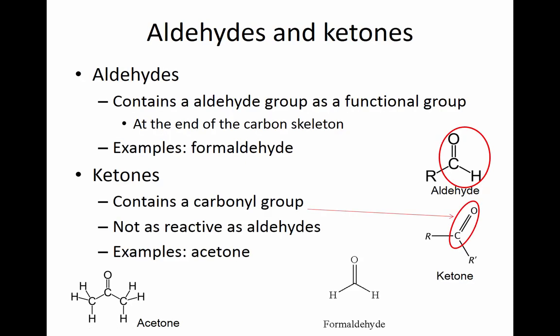Aldehydes and ketones also contain that carbonyl group. In aldehydes, the carbonyl is on the end of the carbon skeleton, so that's known as the aldehyde group, and that's that functional group. Formaldehyde is a common aldehyde. Ketones contain a carbonyl group not at the end of the carbon skeleton, but somewhere in the middle. They're not as reactive as aldehydes are. Acetone is a common ketone.